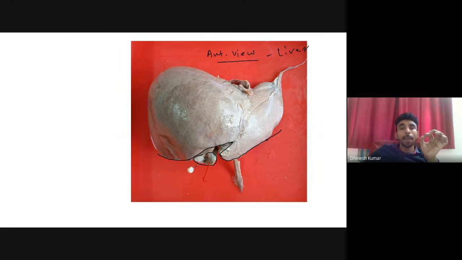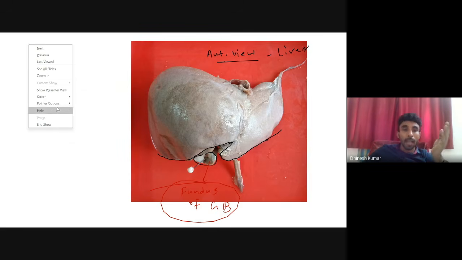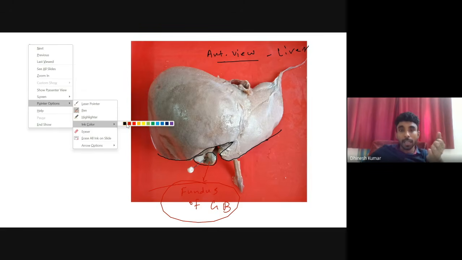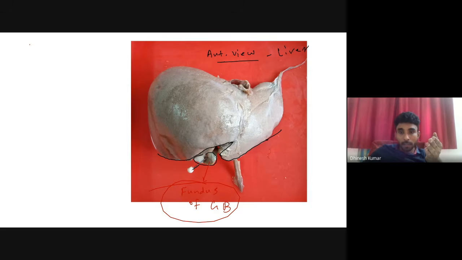A part of the gallbladder only pinned, which projects beyond the inferior border of the liver, is called the fundus of gallbladder. Sometimes gallbladder may be pinned from front, anterior view. That is the fundus of gallbladder, which projects beyond the inferior border of liver. Okay, fine.